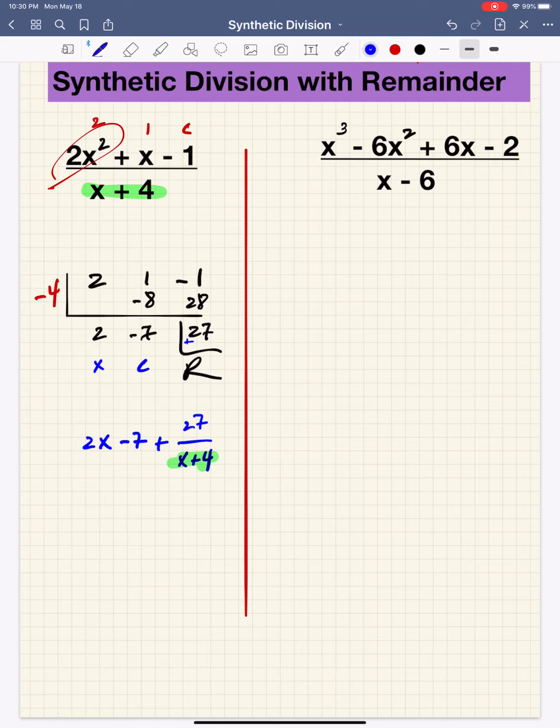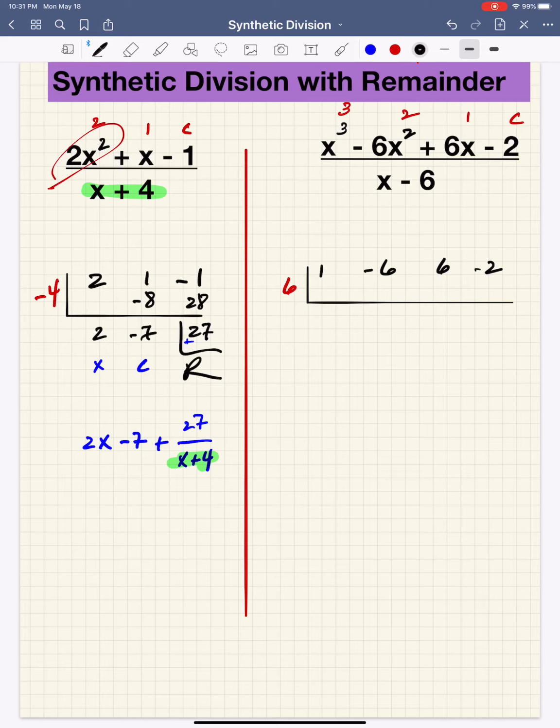Okay. In the second problem, also there are no missing terms. You have an x to the third, x squared, x to the first, and then a constant. So it goes in order descending. No terms missing. And so you can start your problem. You'll put 1, negative 6, 6, and negative 2. And also then on the outside, you're going to put 6.